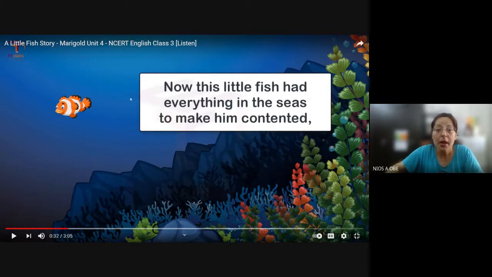Now this little fish had everything in the seas to make him contented. Matlab, is fish ke paas everything, matlab, sab kuch. Is fish ke paas sab kuch tha in the seas to make him contented. Usko satisfied rakhne ke liye, usko khush rakhne ke liye, usko happy rakhne ke liye, sab kuch tha.